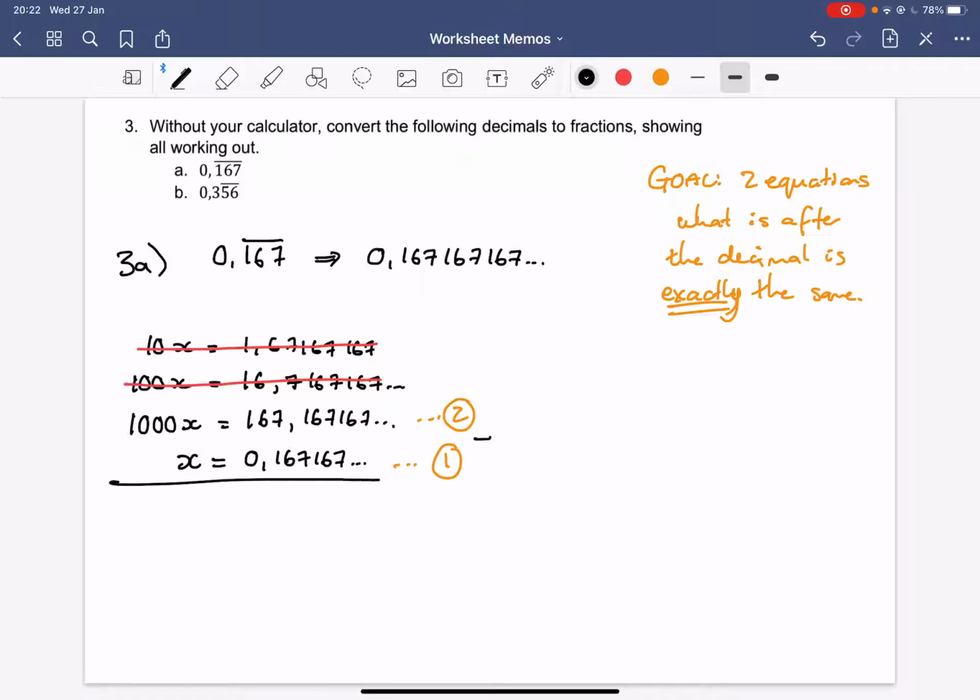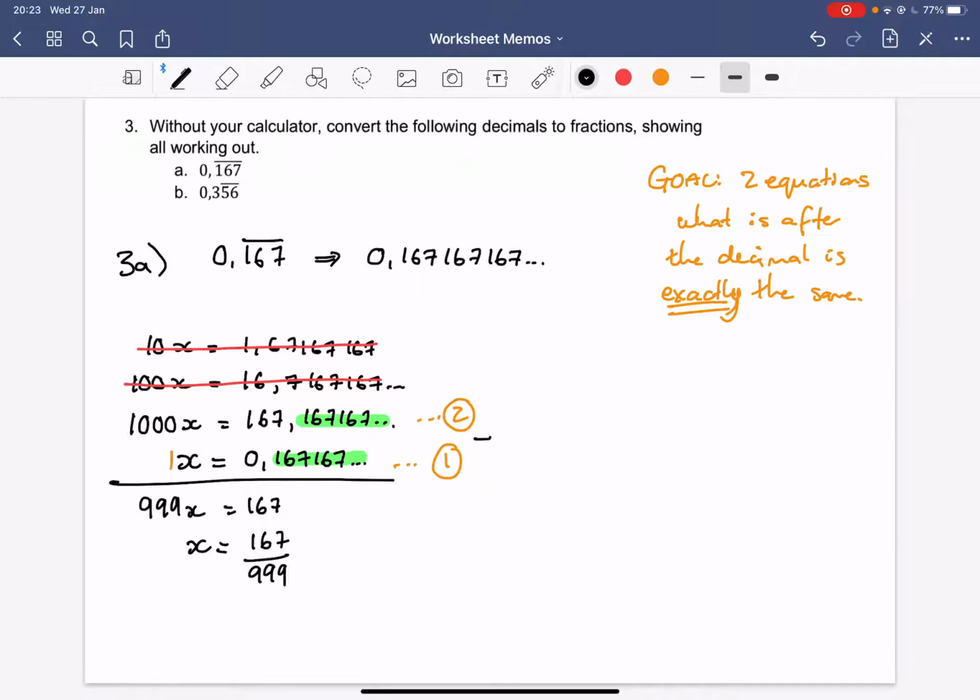Okay, and I'm going to get 1,000 minus 1. Remember, there's always a coefficient of 1 if there's no other value. 1,000 minus 1 is 999x. 167 minus 0 is just going to equal 167. And all of this is going to cancel out nicely. So to get x on its own, I divide both sides by the coefficient of x, which means I'm going to have 167 divided by 999.